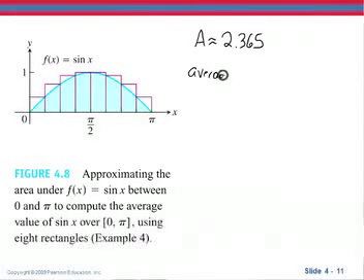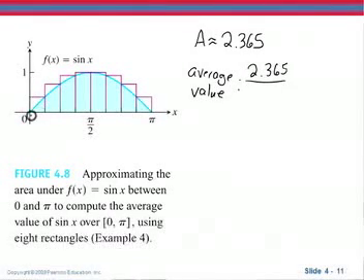If we want the average value of our function, we'll take that area, which is 2.365, and we would divide it by the width. Well, if I'm going from 0 to pi, the width there is pi. So I would divide by pi, which would give me approximately 0.753. Okay? So 0.753, which would be somewhere right in here. That's the average value of this graph.